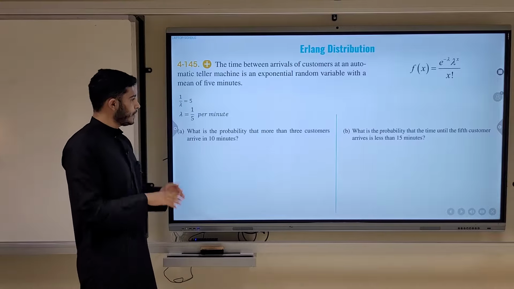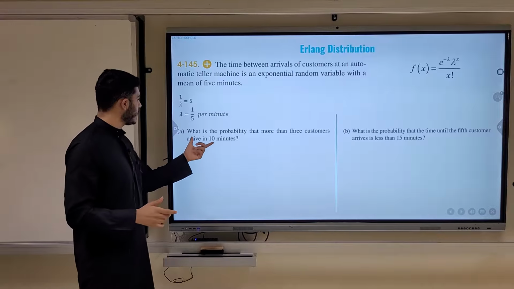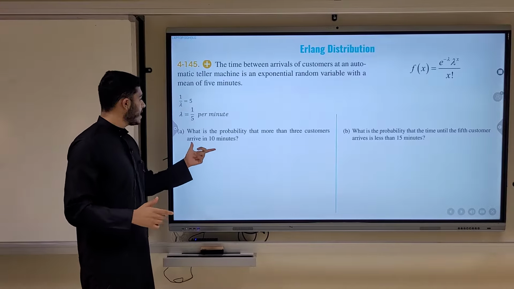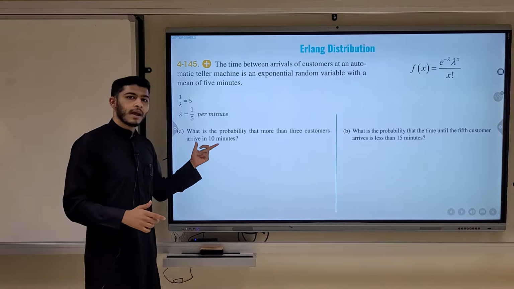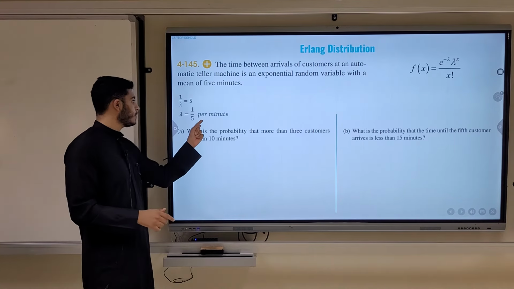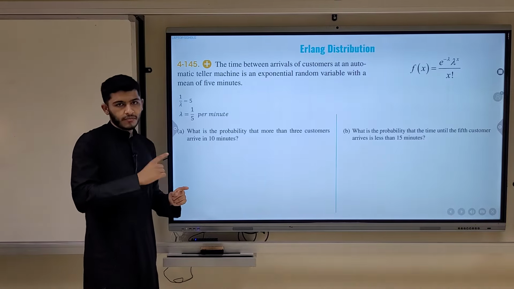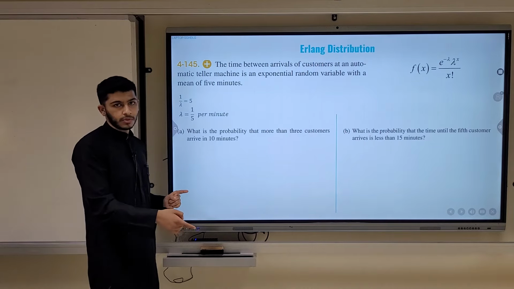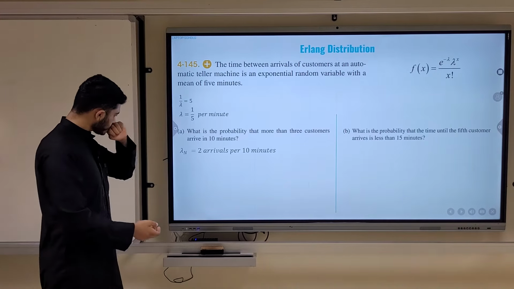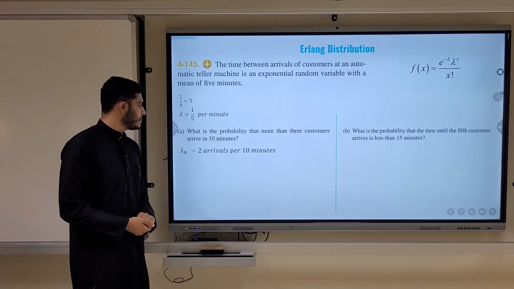Okay, now think of it as a Poisson question. In the Poisson question, the first thing you want to do is make sure that the unit of your lambda matches the unit asked for in the question, that your rate matches the rate in the question. So here we have 1/5 per 1 minute. We need to change it to whatever number per 10 minutes. So what do we do? Multiply by 10. We get the modified rate here, 2 arrivals per 10 minutes.